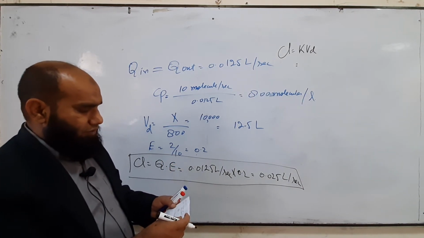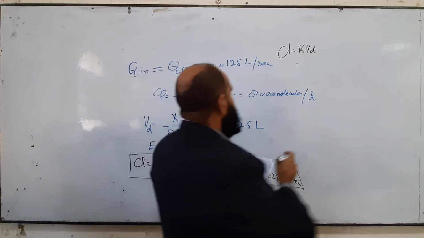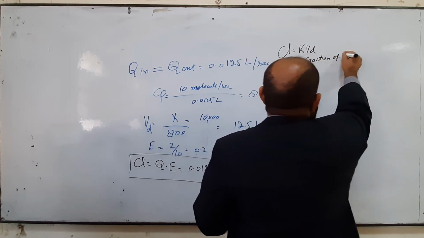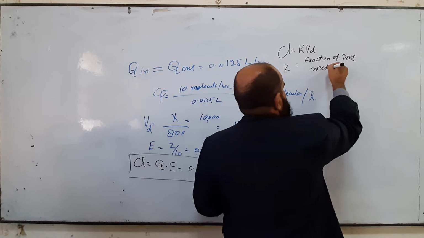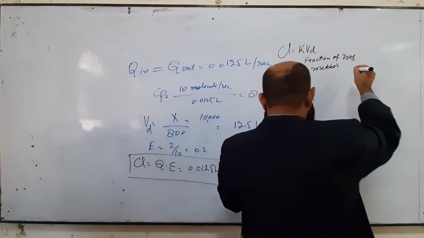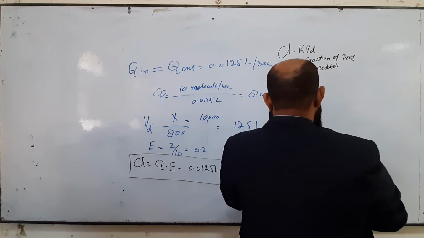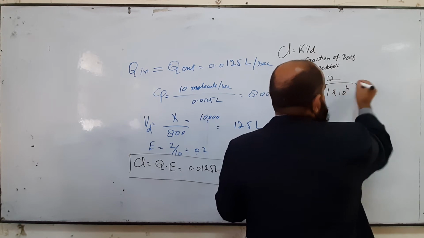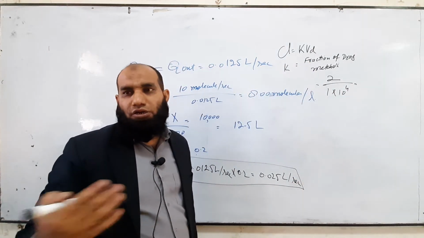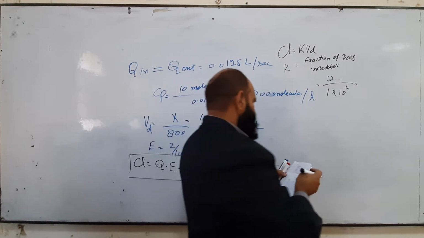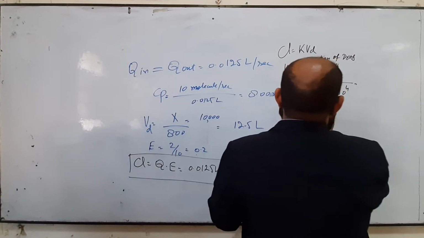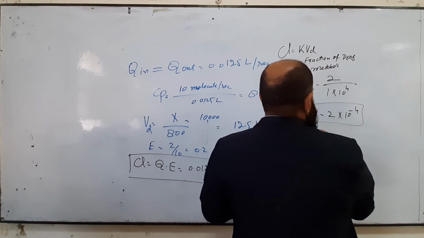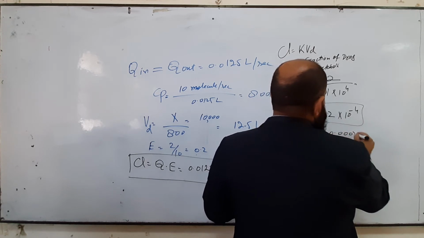Then we will calculate K first. K is our fraction of drug which is metabolite, which is 2 over 1 into 10 raised power 4. How many molecules are now metabolite? Then K answer is 2 into 10 raised power minus 4. Means K is 0.0002.